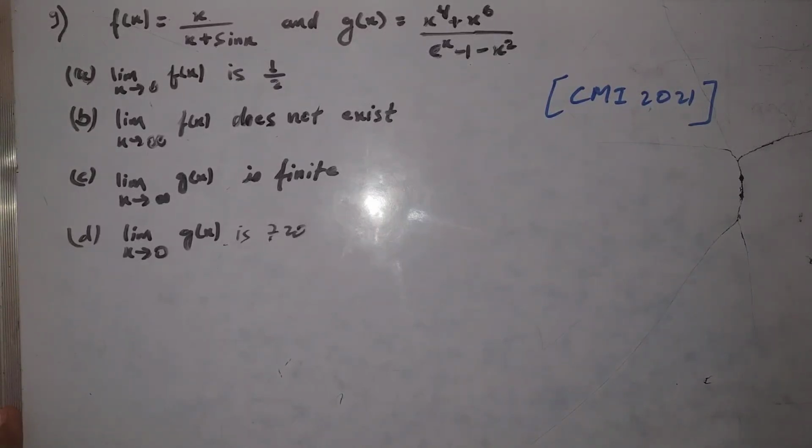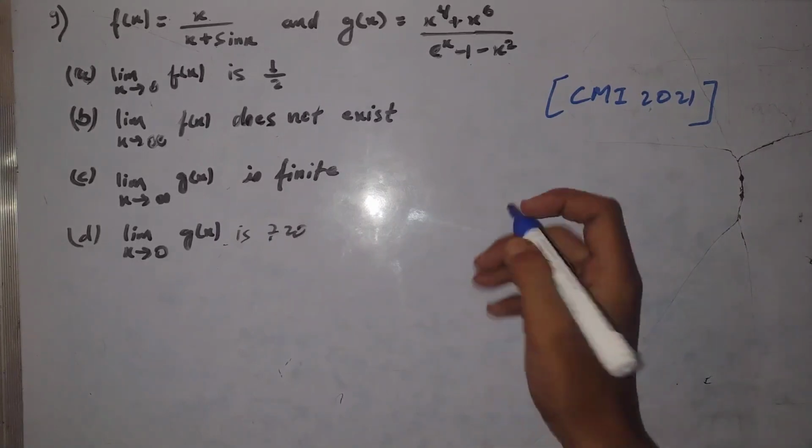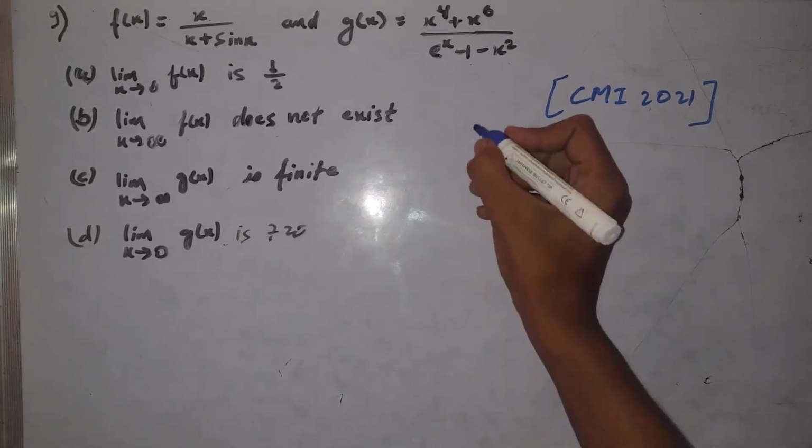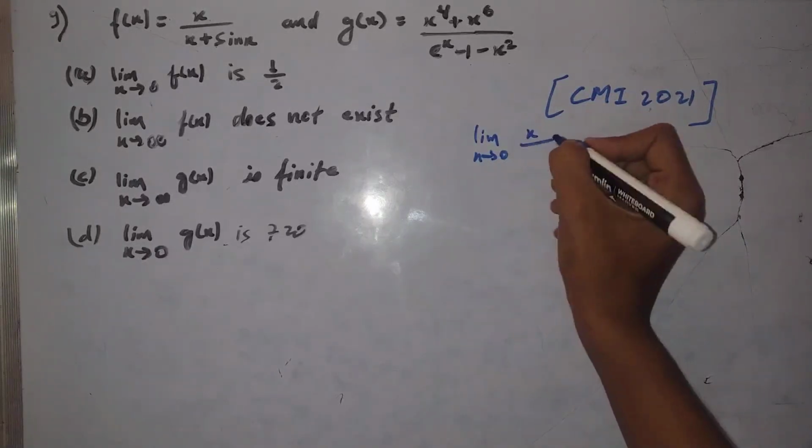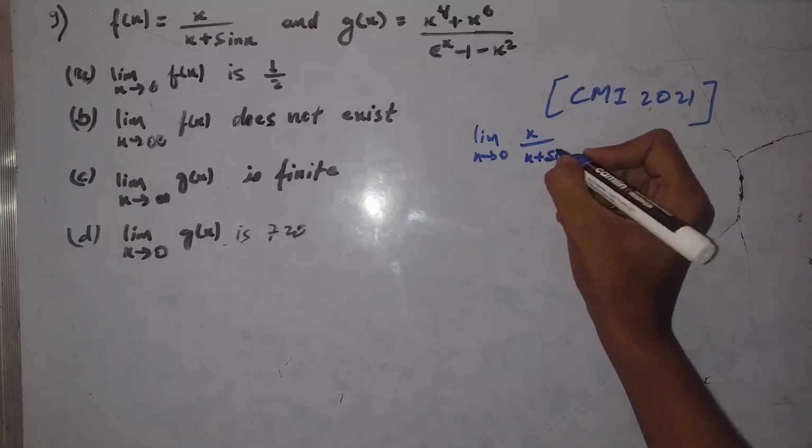In this video we are going to solve a problem that was asked in CMI 2021, and this is just about limits. So let's talk about statement A, in which you have to calculate the limit of f(x) at 0. So limit x tends to 0, f(x), that is x upon x plus sin x.